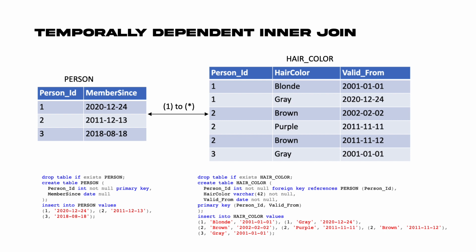So in this case, we have the inner join example again. So for every person, I'm guaranteed to have at least one row in the hair color table. So the only difference here is then asking for a particular date. I'm going to ask what color of hair did the person have when they became a member.